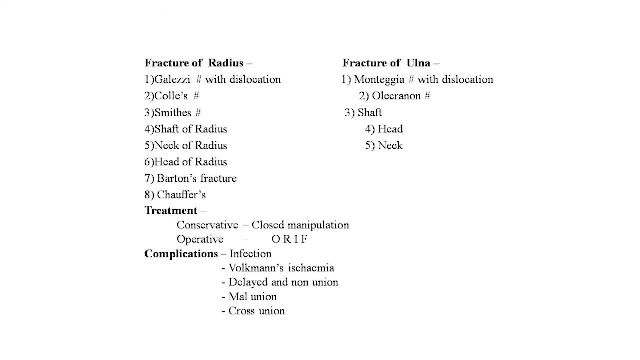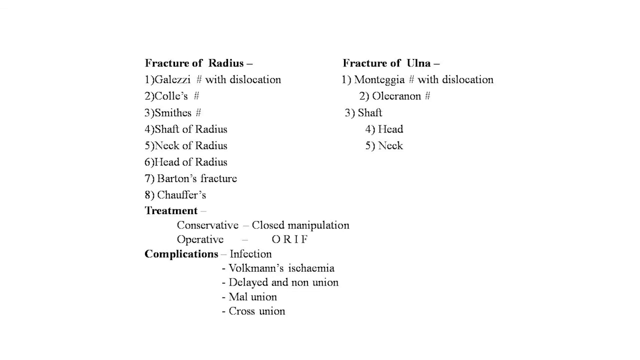Now fractures of radius: Galeazzi fracture with dislocation, Colles fracture, Smith fracture, shaft of radius, neck of radius, head of radius, Barton's fracture and Chauffeur's fracture. All these are the specific fractures that may be seen in the fracture of radius.